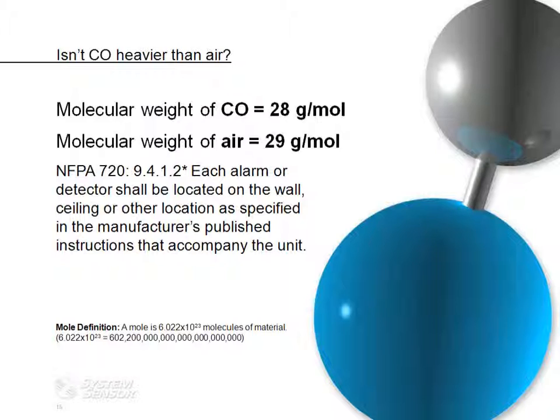So we're going to look at it a couple different ways. We're going to start off by taking a look at the chemistry of it. Air is measured in grams per molecule, and as you'll see here, carbon monoxide is actually not heavier than air. Due to the scientific understanding, NFPA 720 has designated that an alarm detector should be located on the wall, ceiling, or any other location as specified by the manufacturer in its published instructions. So please always review the instruction manual that comes with the device, and refer to that for understanding where that device should be installed. So that's the chemistry side of it.